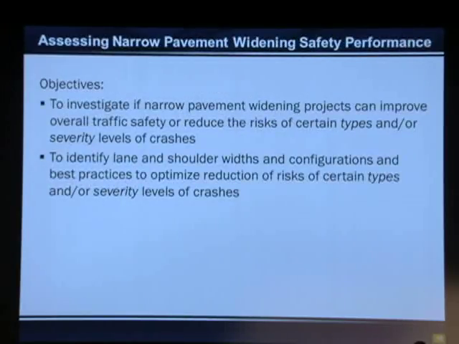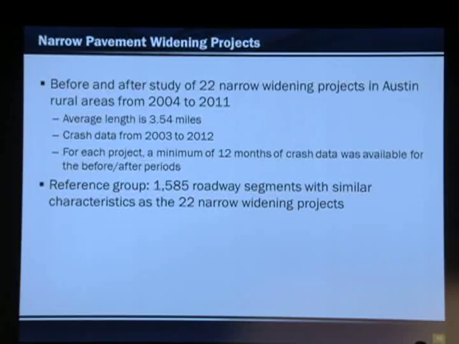So the objective of this was basically to look at the performance of these and how much they reduce not only the levels, but the types and severities of these type of crashes, and identify certain lane configurations and widths that actually optimize these reductions the most. And so we did a bunch of before and after studies of about 22 narrow widening projects in the Austin district. Here's some statistics of those.